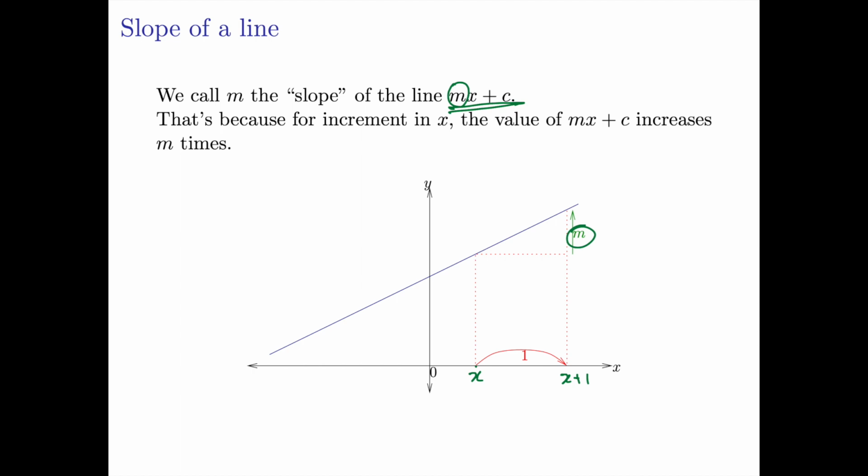You may have seen this in your earlier math courses that the slope of a line can be expressed as rise over run. So if we run x by 1, how much does the function rise? So it rises from here to here. So that's the rise. We've run x by 1, and the value of the function has risen by m. So that's m over 1, which is just m.